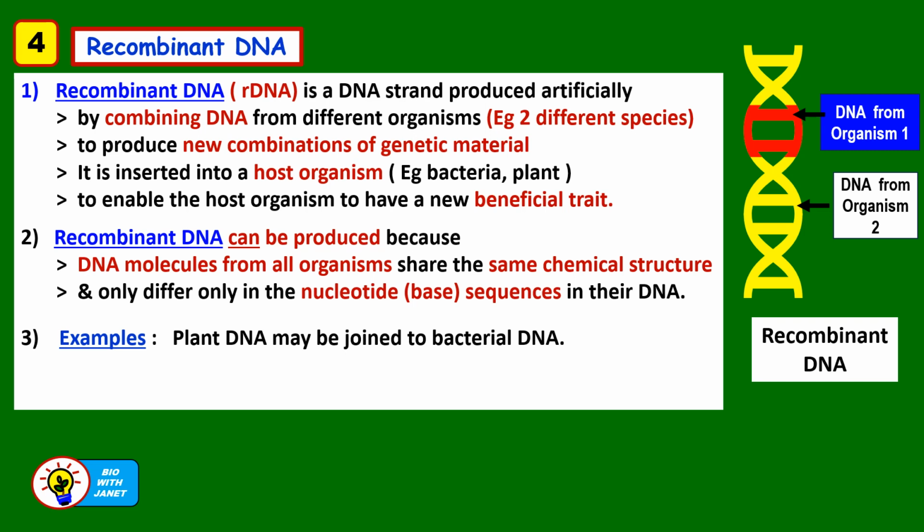Now, the DNA used to produce recombinant DNA molecules can come from any species. For example, plant DNA can be joined to bacterial DNA. Human DNA can be joined to fungal DNA or bacterial DNA, as in the case of the production of insulin. The human insulin gene is joined to the plasmid from the bacteria. Plasmid is the circular DNA from bacteria.